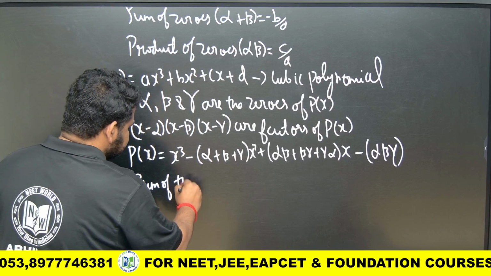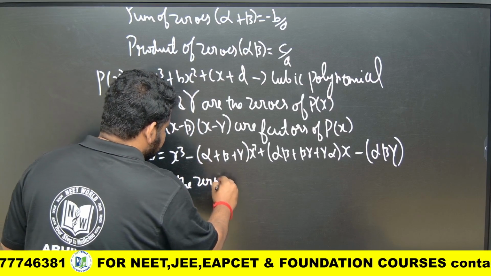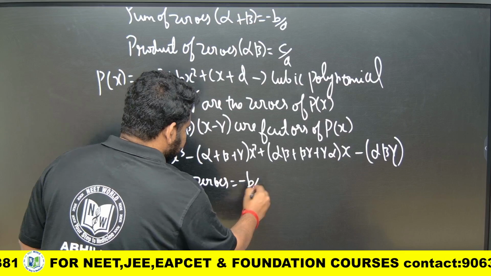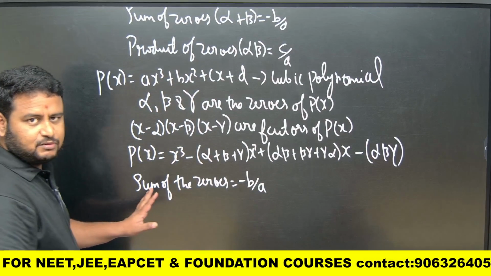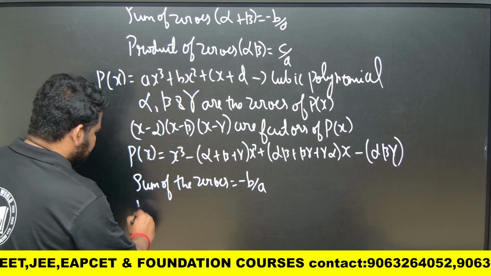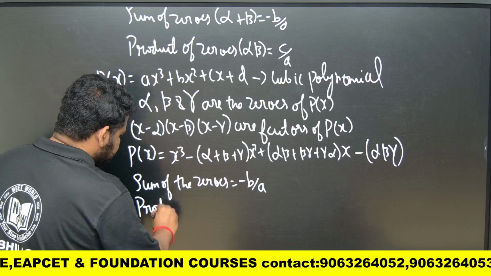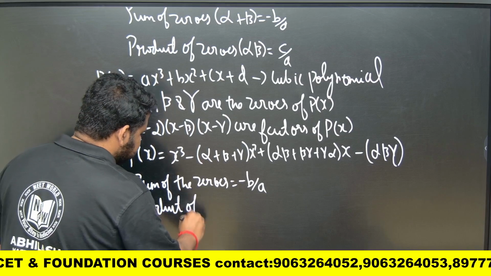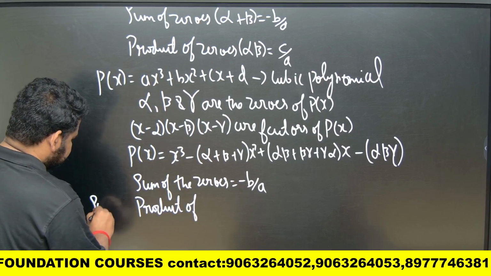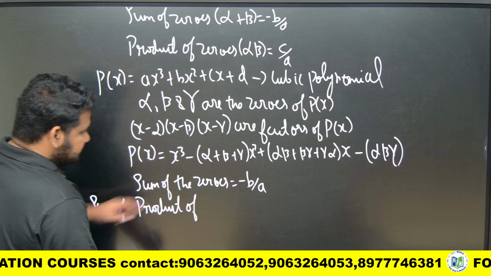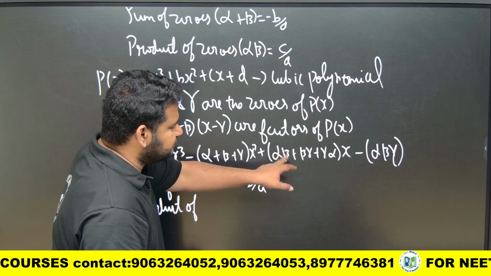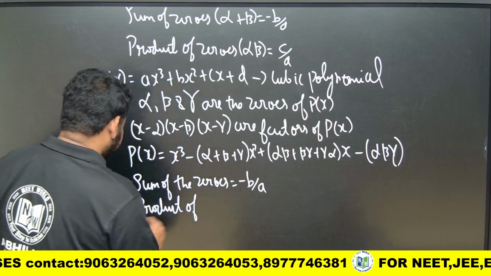What I will get is sum of the zeros is equal to minus b by a. For this I will get sum of the zeros is equal to minus b by a. Then the sum of product of the zeros, this is sum of the zeros, this is sum of product of the zeros taken 2 at a time.